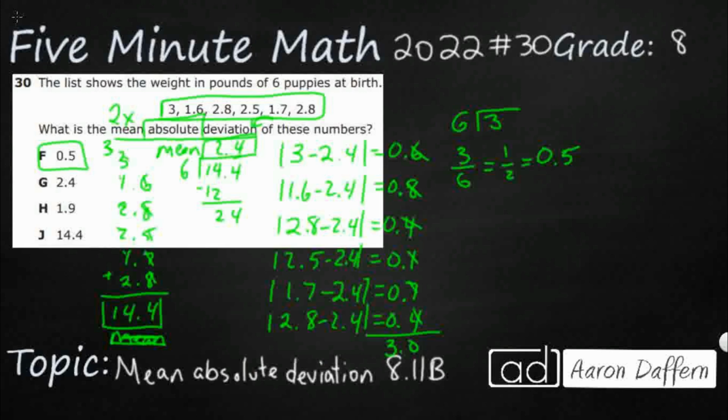This 2.4 is the original mean right here, okay? So if we did one mean, we'd get that one. Not sure where the 1.9 comes from, but look at this 14.4, right? That was the original total. So they're just pulling random numbers here. But our mean absolute deviation is going to be F, 5/10.